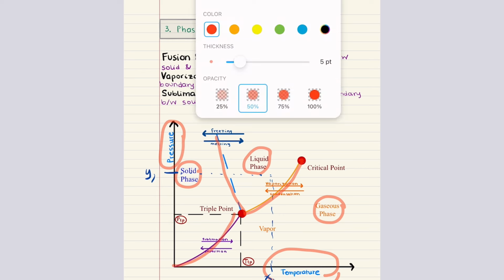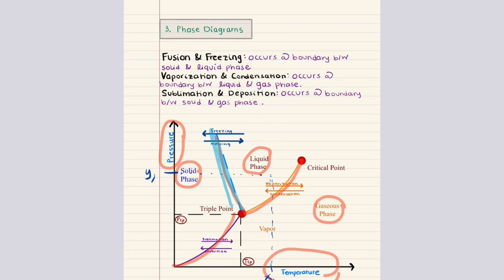So here I'm going to highlight in blue the solid and liquid phase. The solid and liquid boundary is called the fusion curve, and each point on this line corresponds to a temperature and pressure at which the solid and liquid phase coexist in equilibrium. In a similar way, the curve separating solid and gas, this one right here, is the sublimation curve, and the curve separating the liquid and gas right here is known as the vaporization curve.